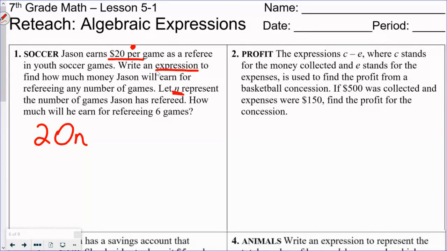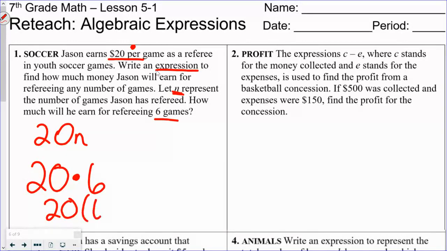That means to take 20 times however many games he has refereed. Well, they tell us how many he has refereed. So I'm going to take my 20 times 6. Now remember, you could also put 20 times 6 in parentheses. That means the same thing. Okay? So if you got paid $20 per game, that means you made a total of $120. That is how much Jason made.